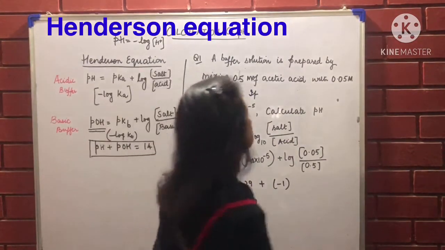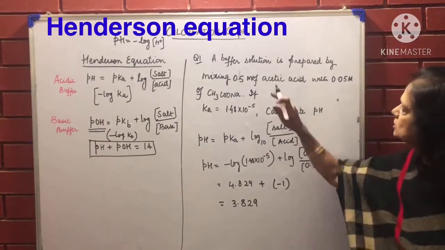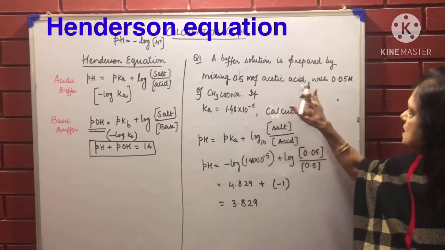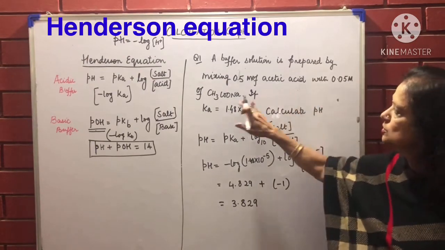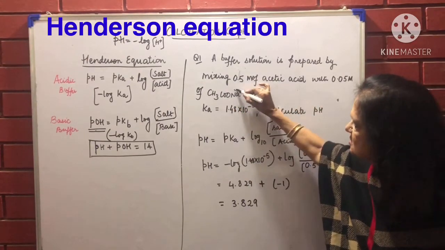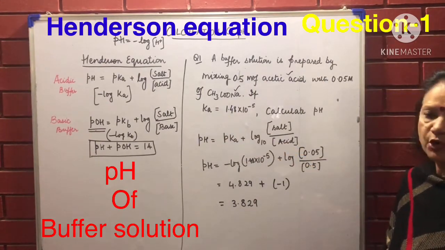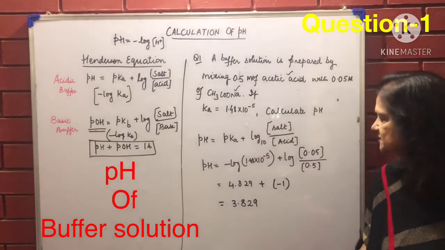Look at the first question that I have written here. A buffer solution is prepared by mixing 0.5 moles of acetic acid with 0.05 moles of sodium acetate. So this is the salt, this is the acid. Ka value is given to you, 1.48 into 10 to the power minus 5.